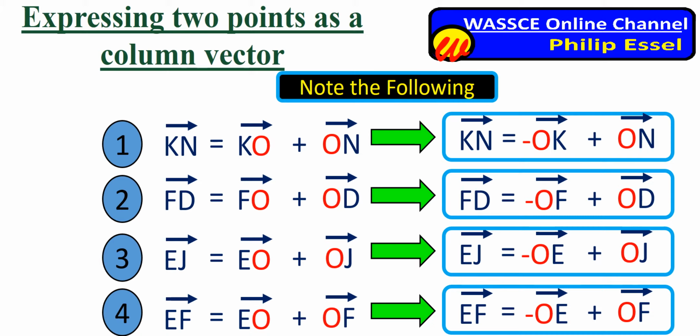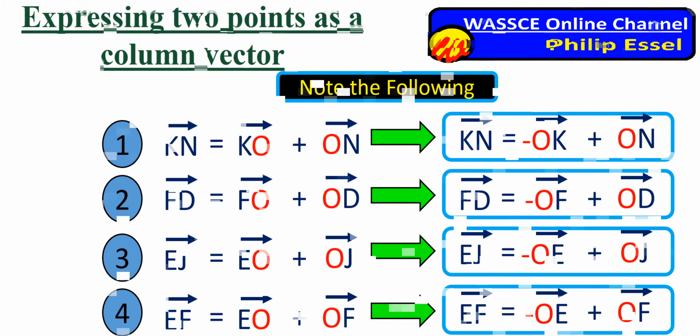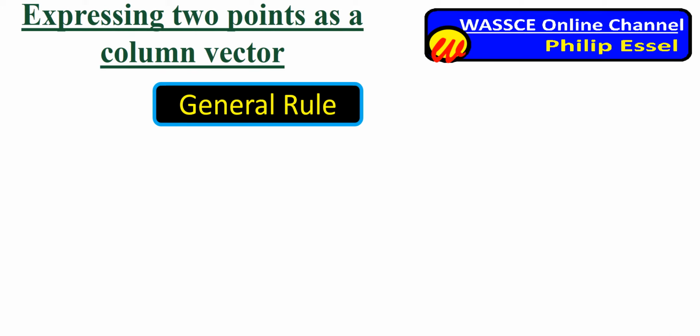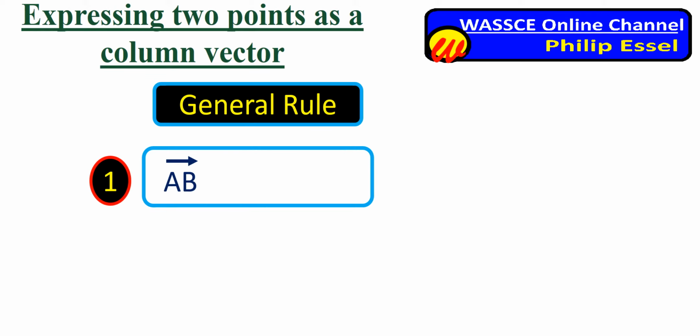Now let's come up with a general rule that can help us do this in a much simpler way. Let's look at the following general rule. If you have the vector AB and you want to write it or resolve it into its component position vectors, you would get this.